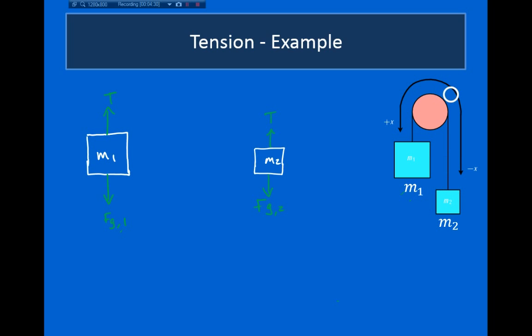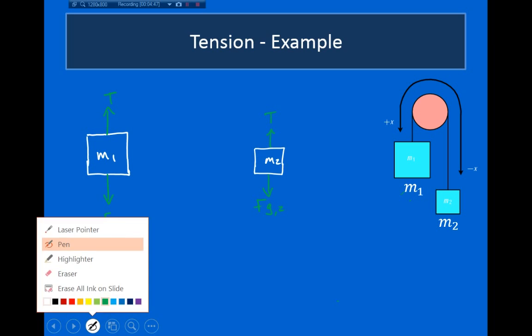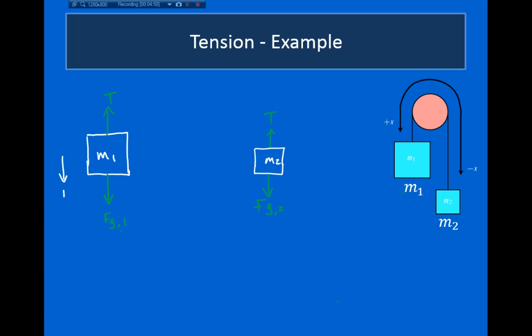Now, as you can see here, I've drawn this so that my coordinate system is set up so that when the masses are moving like this, this is the positive direction. So when this mass is being pulled up, that's the positive direction. When this mass here is falling down, that's the positive direction. So here for this mass, down is the positive direction, and for this mass, up is the positive direction.